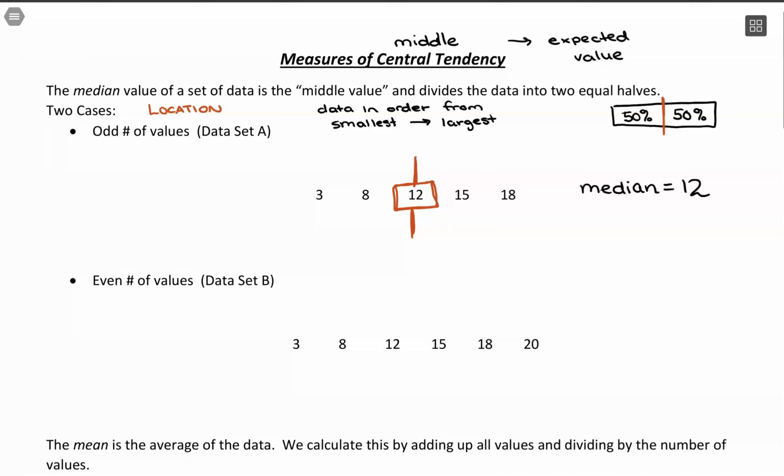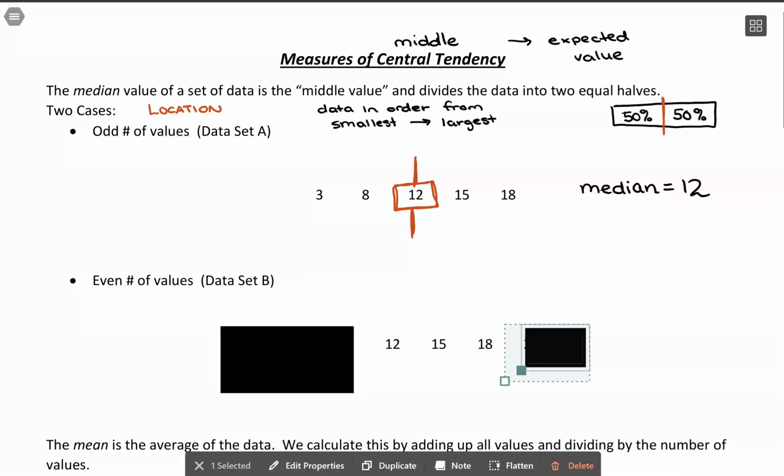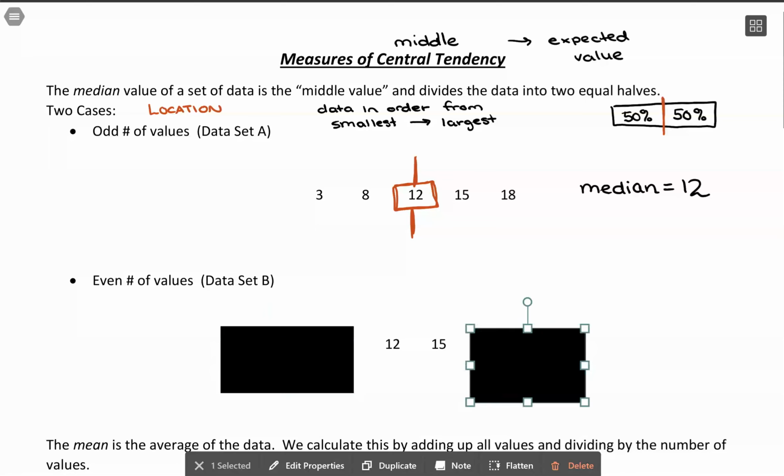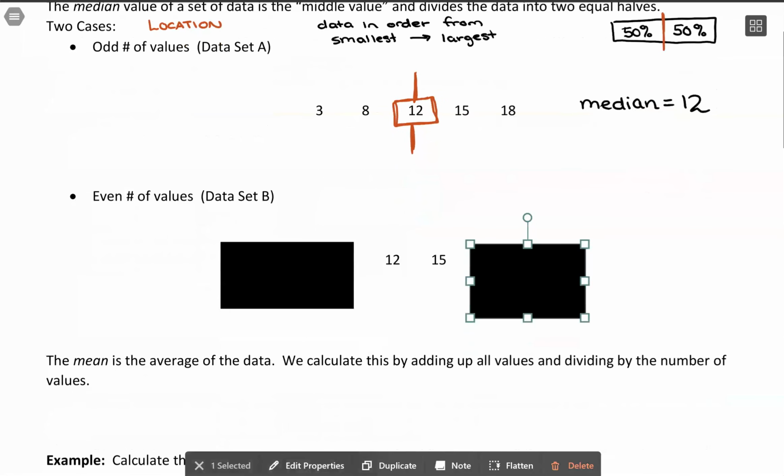With an even number of data values, if I do the same trick here, if you imagine those are my thumbs, I would cover up the 3, cover up the 20, cover up the 8, cover up the 18, and then what will happen is here we're going to be stuck at 2 data values. So this cutting point of the lower and upper half of the data is actually occurring between 12 and 15. And what we're going to do is average those values. So we're going to take 12 plus 15 and cut that in half.